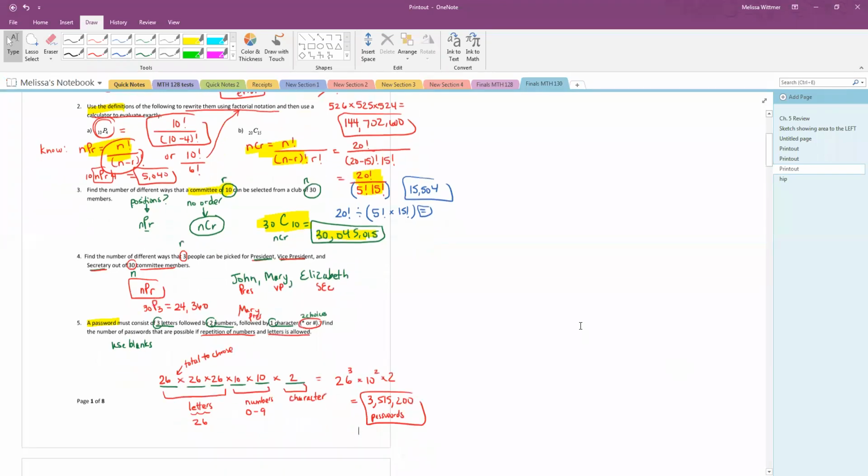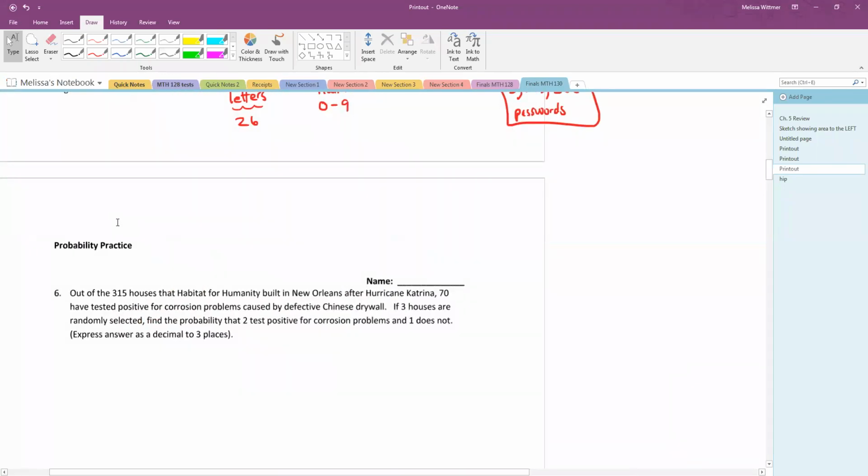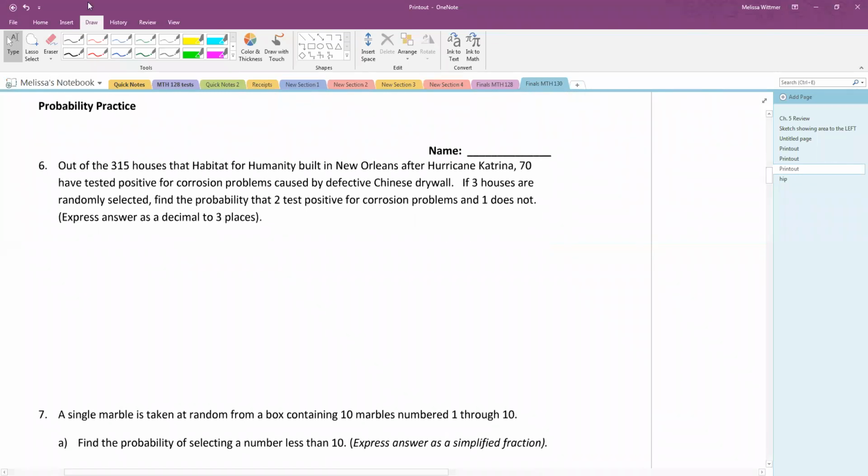Okay, so the next page, the first question at the top of it, let's look at the strategy we can use here. Out of 315 houses that Habitat for Humanity built in New Orleans after Hurricane Katrina, 70 have tested positive for corrosion problems caused by defective Chinese drywall. If 3 houses are randomly selected, find the probability that 2 test positive for corrosion.